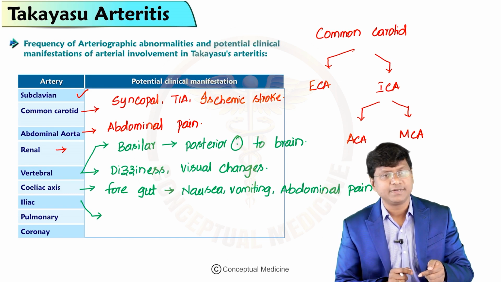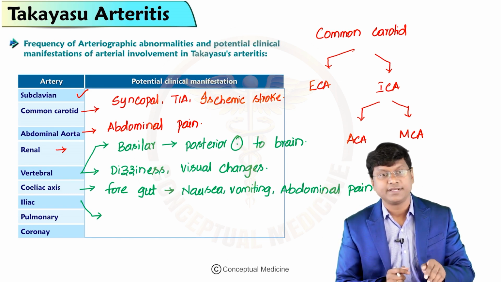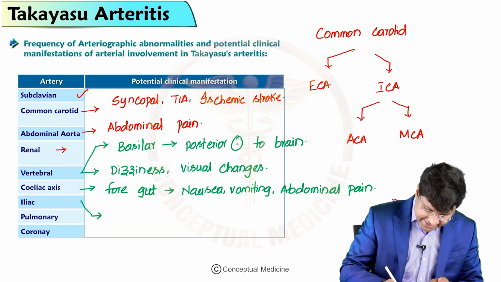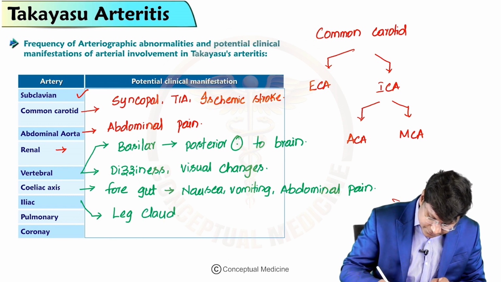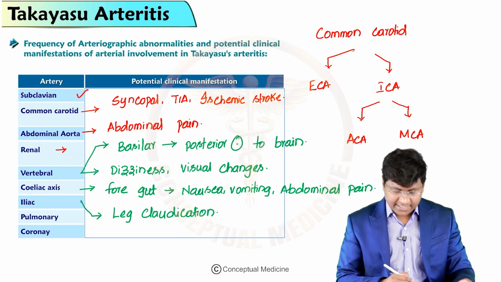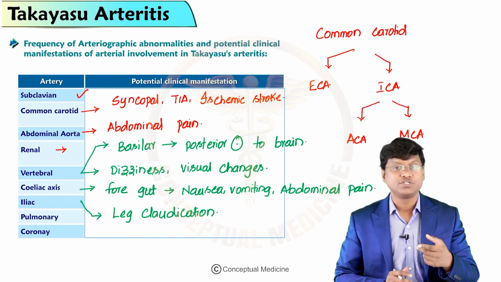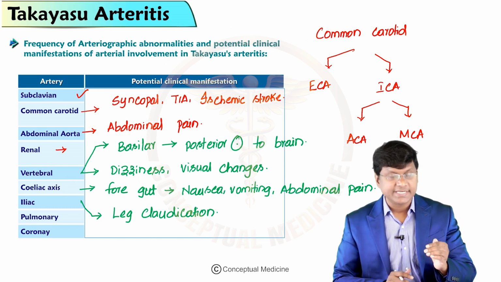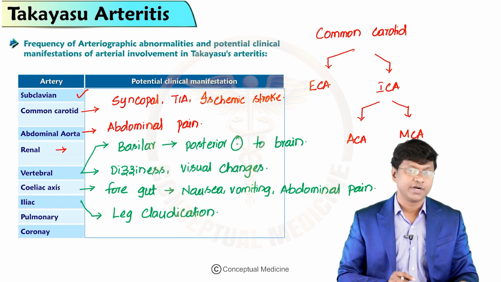So what will happen to the blood supply once there is involvement of the iliac arteries? The blood supply to the lower limbs will be reduced. That is the reason why the individual will complain of leg claudication. On walking, the individual will have very severe pain, and once the individual stops, the pain gets reduced, and that is what is called leg claudication.